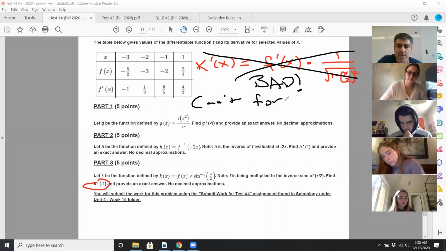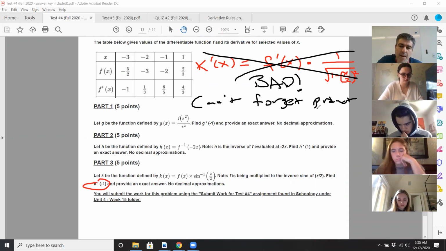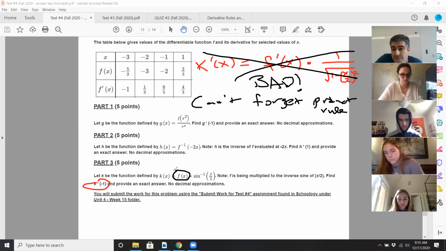So if you forgot it, please, with emphasis, cross it out and tell yourself that you did something very, very wrong. You can't forget product and chain rule. Maybe you forgot it because you didn't see an actual expression here, but it is a function. f of x is a function. I even told you f is being multiplied. I even wrote that out explicitly.